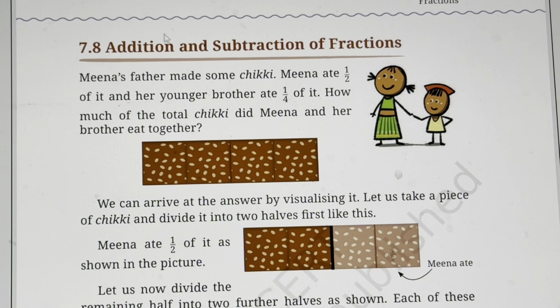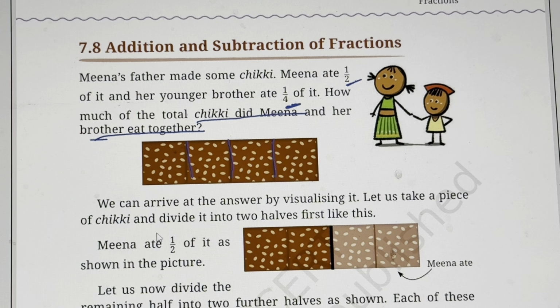So, Meena's father made some chikki. Now, Meena ate half of the chikki and her brother ate 1/4 of it. How much of the total chikki did Meena and her brother eat together? Right. Now, this is the piece of the chikki. It is divided. You can see it. 4 parts are made.